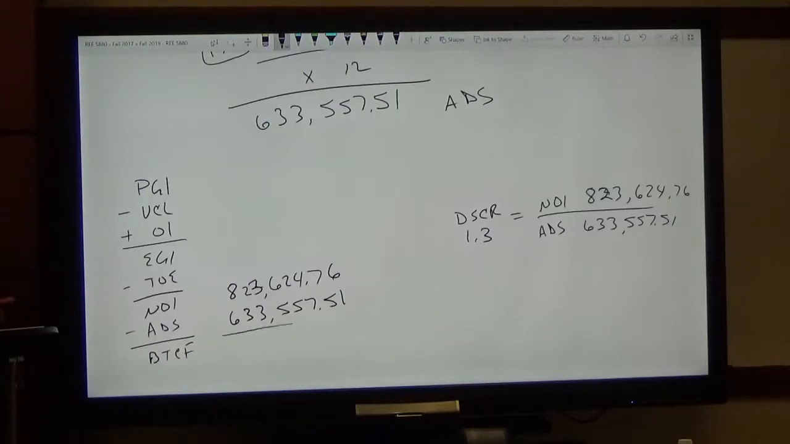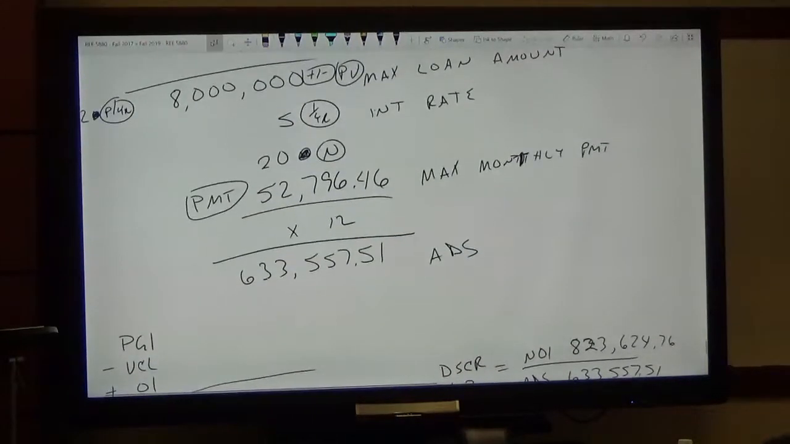Okay, so now if we have those two numbers, we can see how much that means we have left over. 633,557.51. And so we have left over $190,067.25. But that's not inherently what we're interested in. We're interested in continuing to work backwards on this, okay? I'm sorry? So you multiply the 1.3 to the numbers we do have. Right.